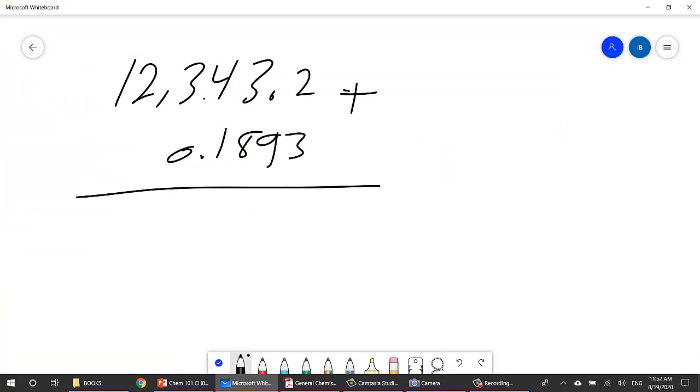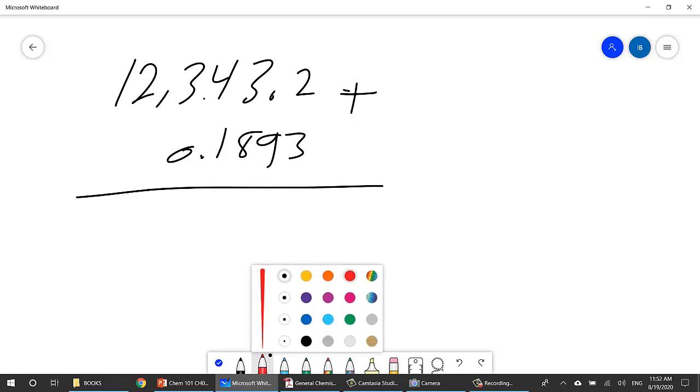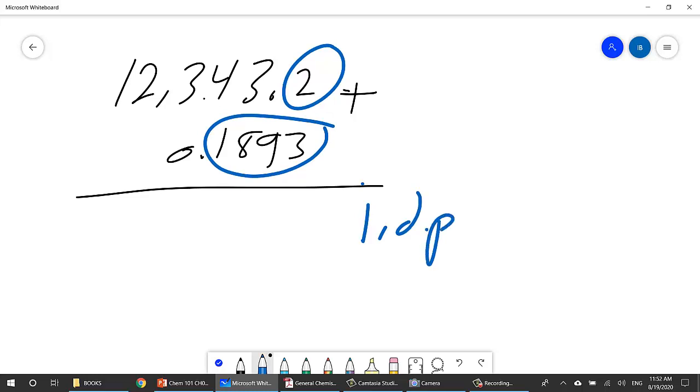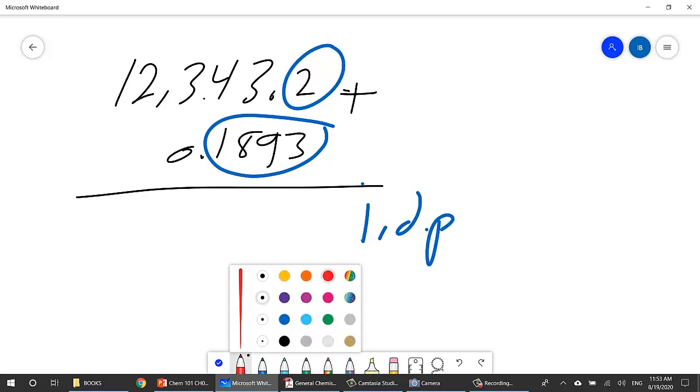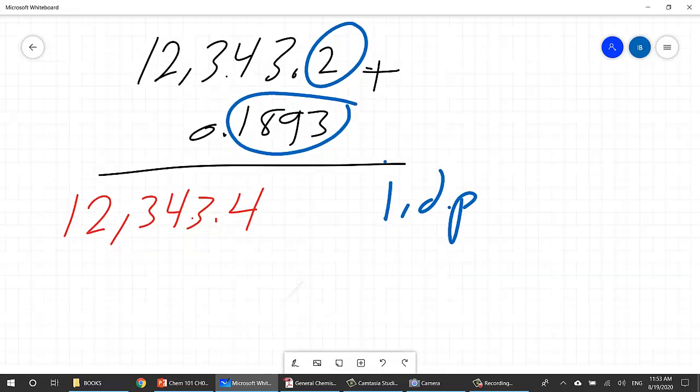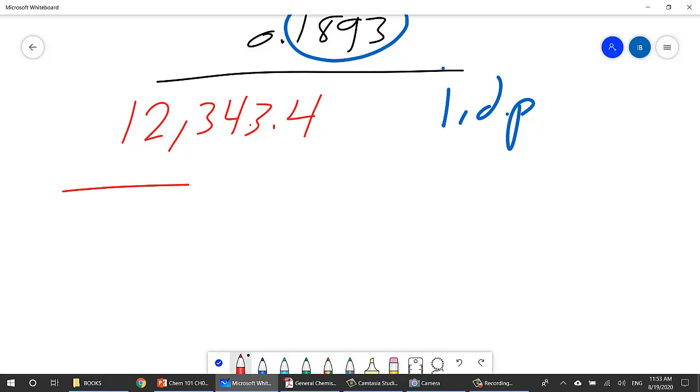Now remember, we are doing addition here, so we go with the number of decimal places. This number has 1 decimal place. This number has 4. So your final answer should have 1 decimal place. When you add these numbers, the calculator answer would give you 12,343.4 something, but you stop at 4 because we need only 1 decimal place. So that's the first one.